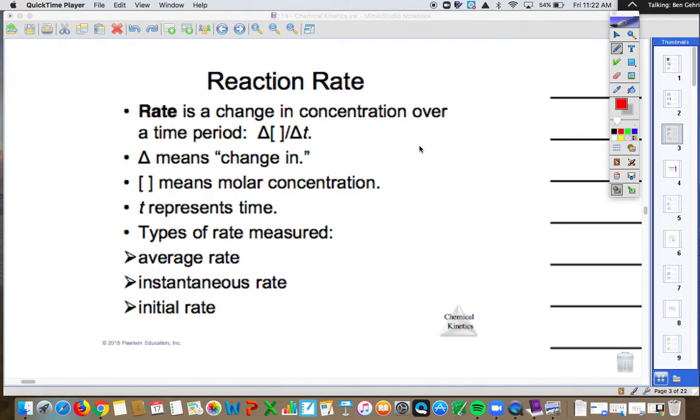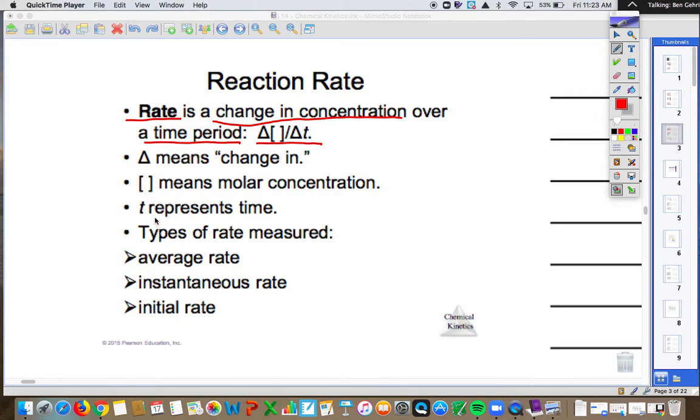Whenever we're talking about a rate, we are looking at a change in some quantity over a period of time. In this case, we're looking at a change in concentration. The triangle means change in, the brackets mean concentration, molar value. So it's change in molar concentration divided by change in t, which is time.